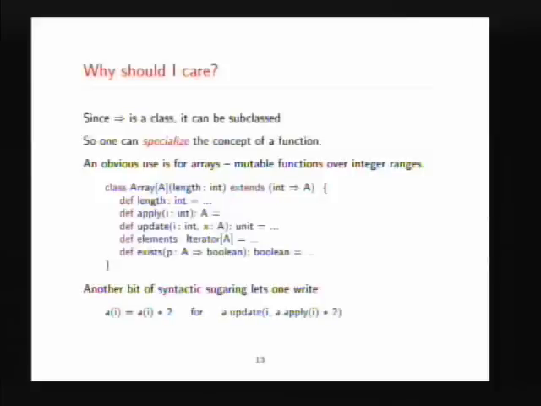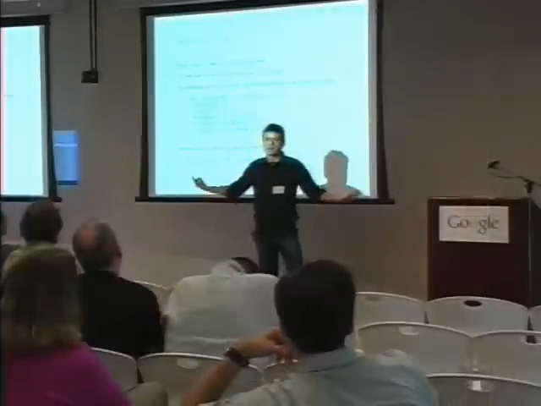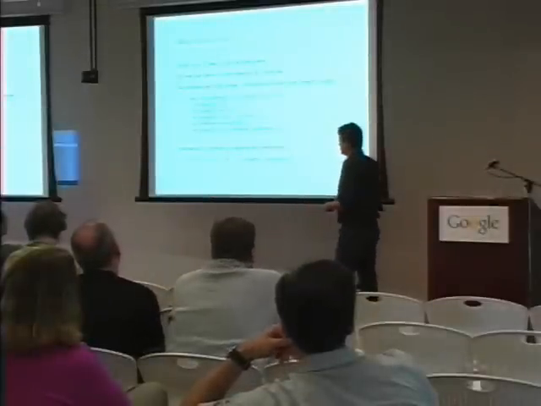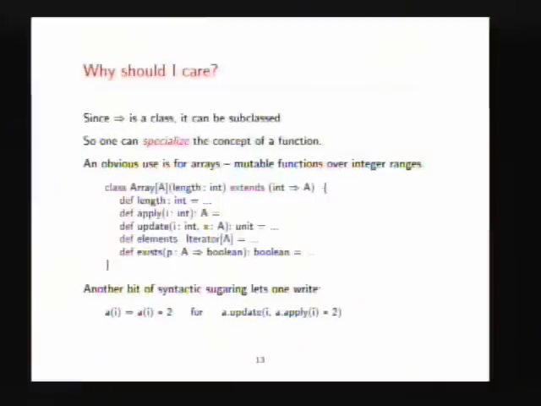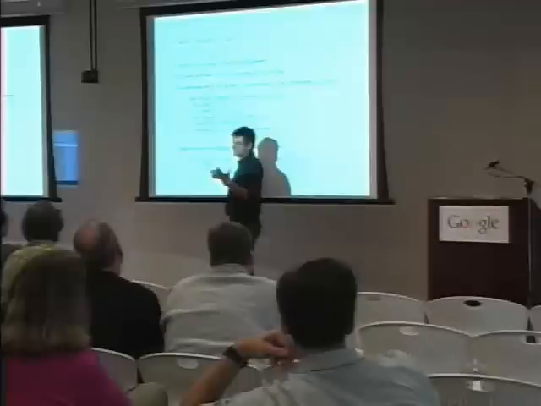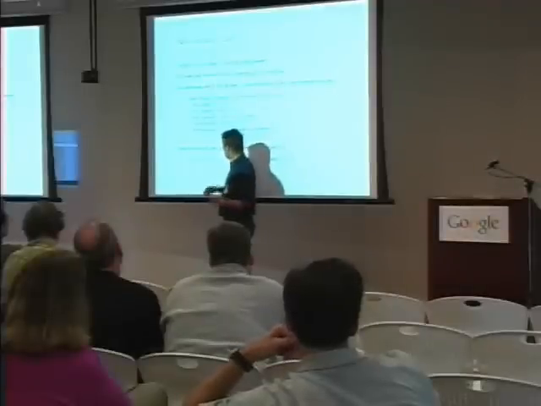So exists would take a predicate, p. That's a function from the element type A to Boolean. And it will just tell you whether there is an element in the array for which this predicate is true. One more bit of syntactic sugar is that you can write things like a(i) = a(i) * 2. And that really means a.update(i, a.apply(i) * 2). Because the convention is whenever you have an object a and you use it as a function, you apply it to an argument, then the compiler will insert an apply method in here.